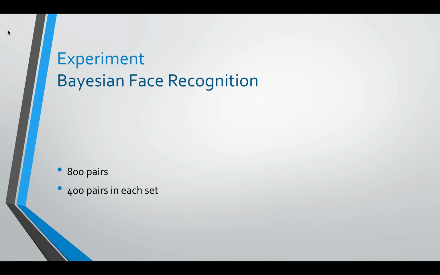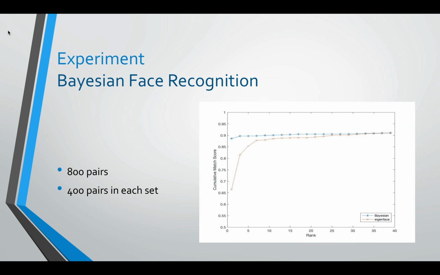Then is the Bayesian model. For the intrapersonal and extrapersonal set, we took totally 800 pairs, 400 in each set. This figure illustrates the comparison between the classic eigenface model and the classic Bayesian model. Obviously, Bayesian face can perform better than the eigenface model under low-rank condition.